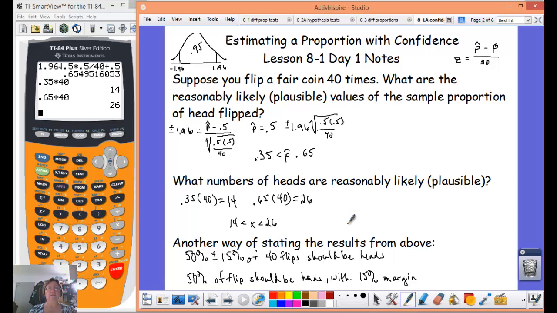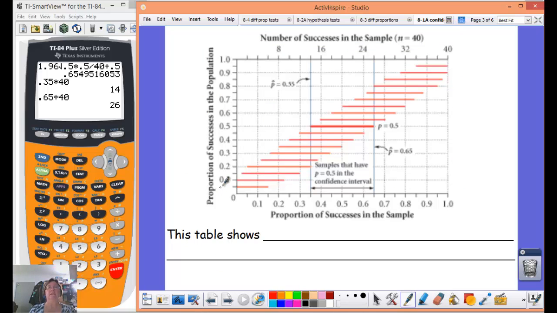Okay, and what I'd like to show you next is a table. This table's been developed based on sample sizes of 40 to show the proportion of successes in the population. So if this is what you believe is true in the population, and remember a moment ago we were at 50% with our heads, this table will show us the number of successes that are reasonably likely, or the proportion of those successes that are reasonably likely. And you can see that we have it marked off here: 40 flips with a 50% likelihood of occurrence.